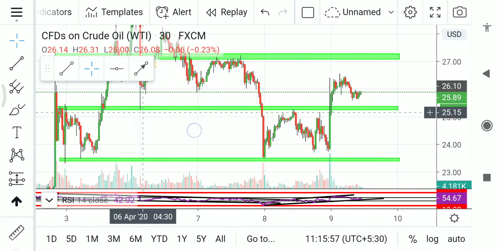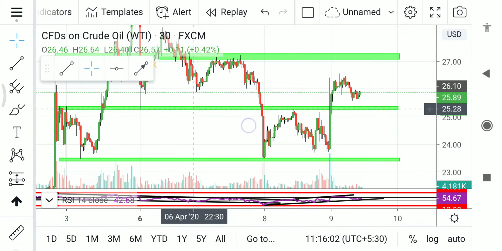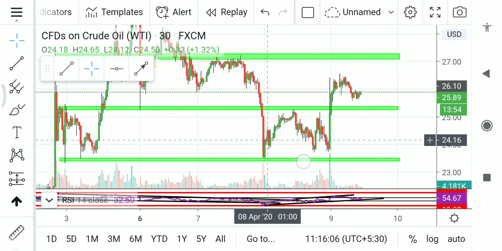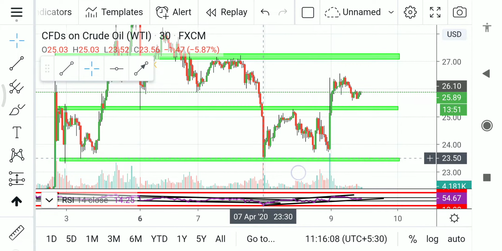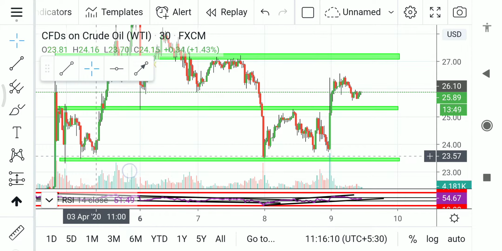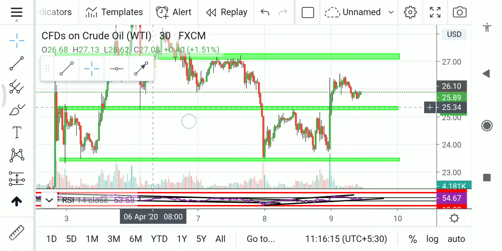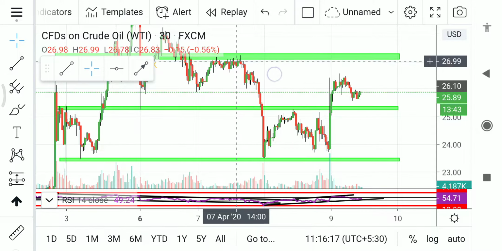After going up, it again came down. See how it took support and again it went up. The same way it broke that with a single candle and came down, and again it took support at 23.50. See the levels being formed from 23.50 and 25.30, and you can see somewhere around $27, it's taking some kind of resistance there.